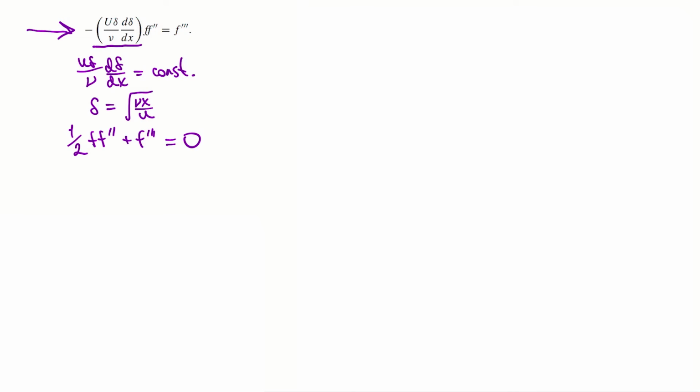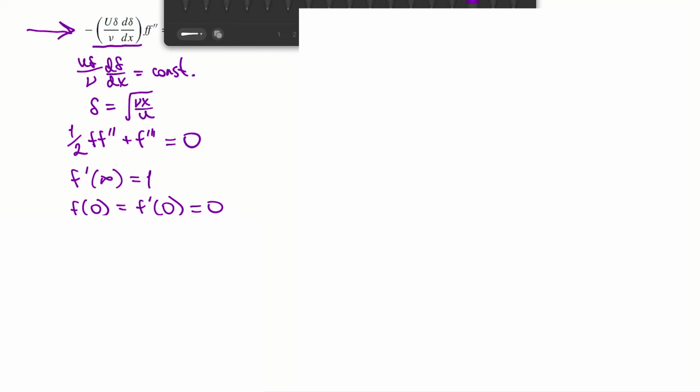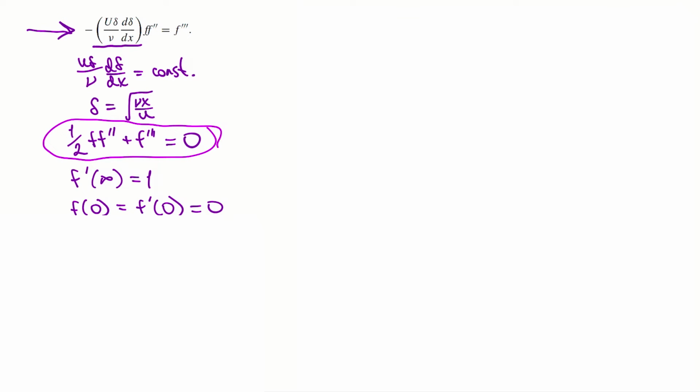And in terms of f, we'll have the following boundary conditions: f prime at infinity equals 1, and f at 0 equals f prime at 0 equals 0, because f was equal to our stream function over u times delta. Okay, so this is a nonlinear equation that we're solving for right here. Blasius came up with a series solution for this that was subject to these conditions.